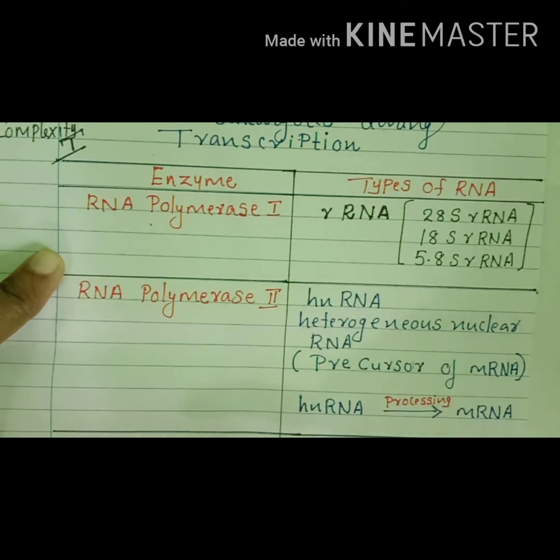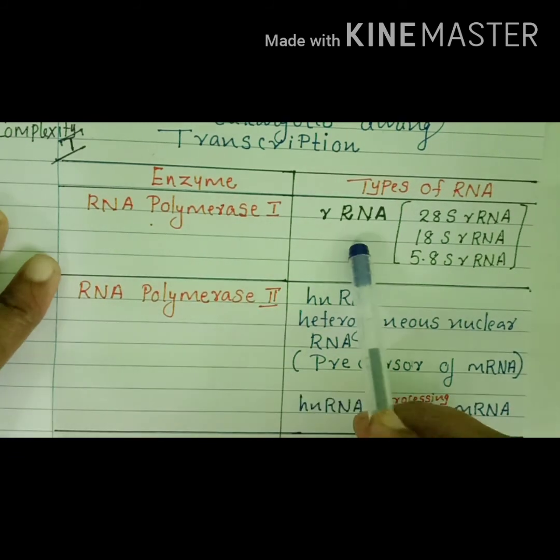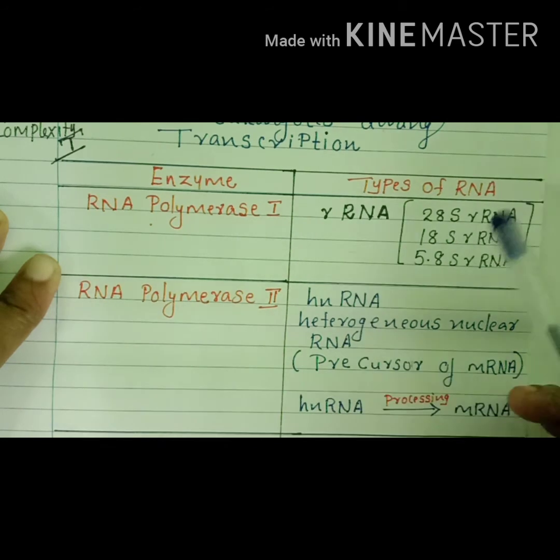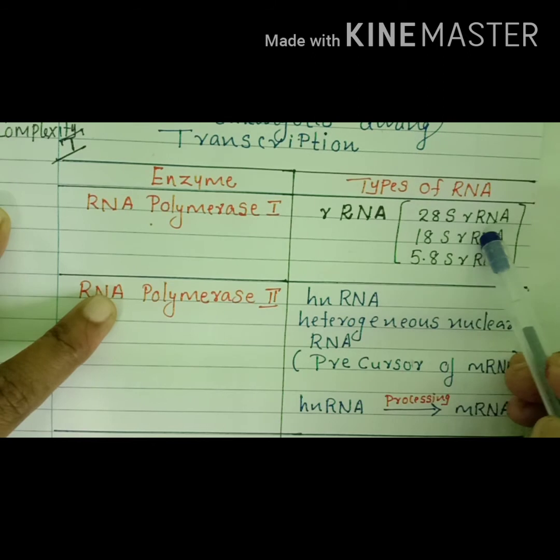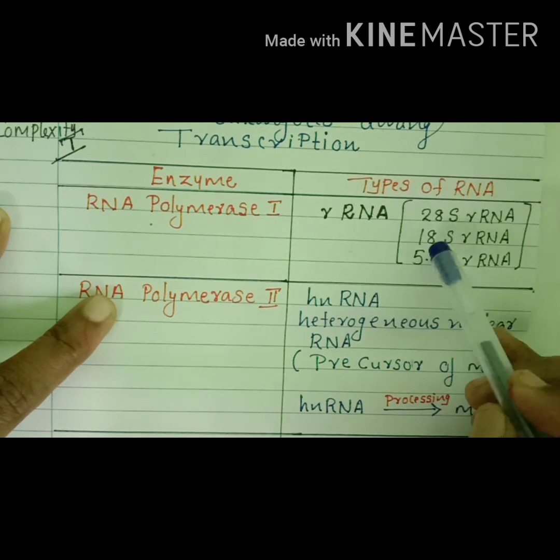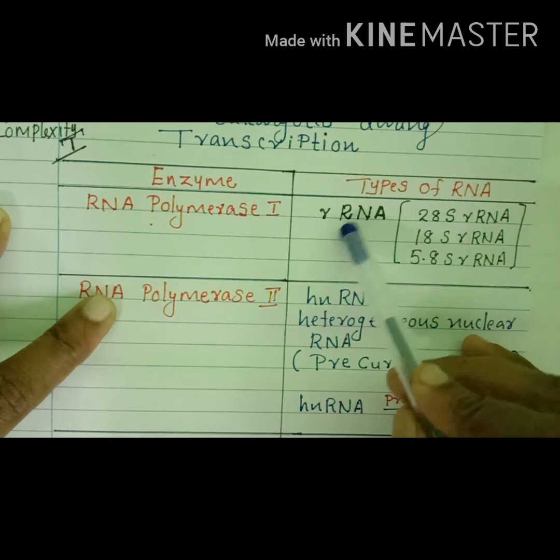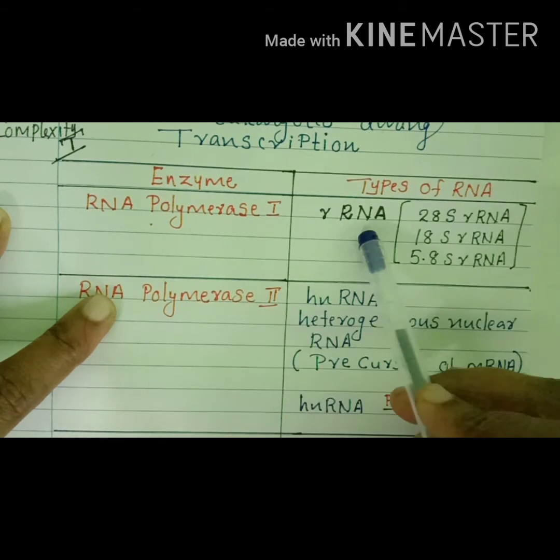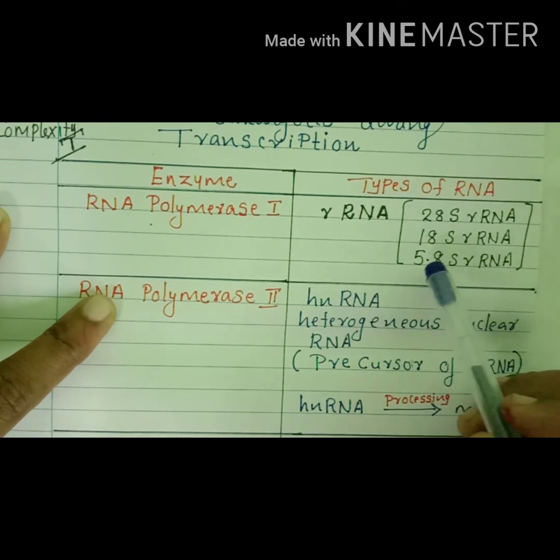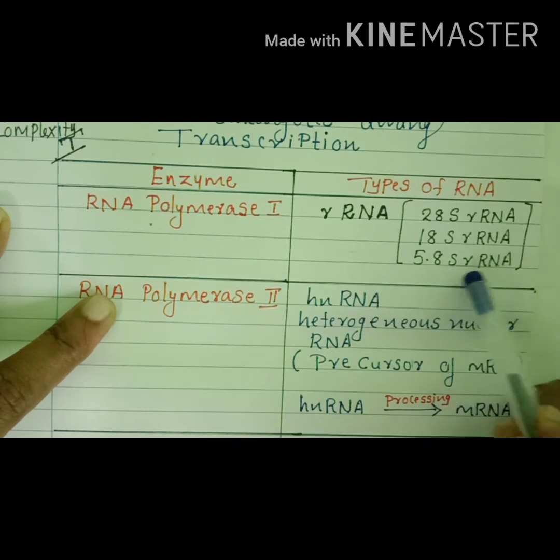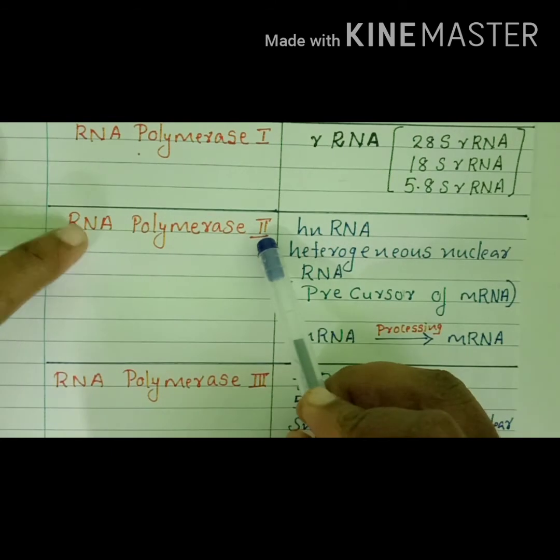They are: RNA polymerase enzyme 1 transcribes rRNA. In rRNA, there are different types of rRNAs. 28S rRNA. S stands for Svedberg unit. This is a unit representing RNA. So here RNA polymerase enzyme 1 transcribes 28S rRNA, 18S rRNA and 5.8S rRNA. Then RNA polymerase enzyme 2 transcribes hnRNA.